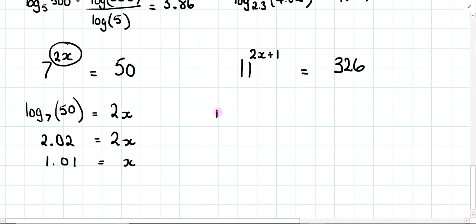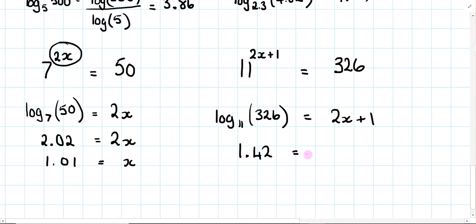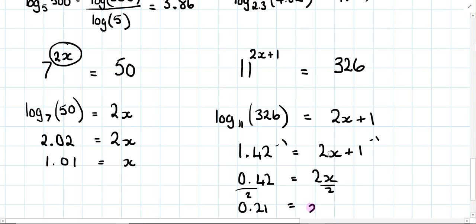Same thing. So we've got log to the base 11 of 326 equals 2x plus 1. 1.42 is 2x plus 1. Subtract 1 from both sides, and then divide by 2. You get 0.21 is x. Okay?